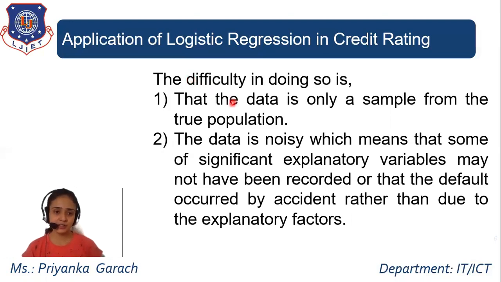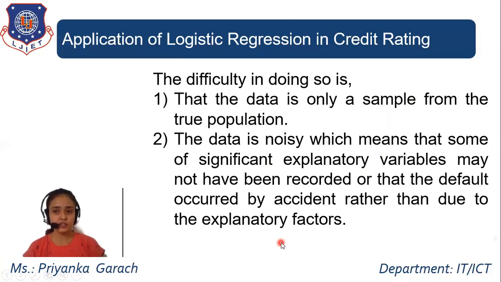So the first difficulty is how to choose the sample, so that the data is a sample from the true population. We have to select a sample in such a way that it contains an equal amount of good and bad applicants. How to visualize that? Because initially we don't know who are the good ones and who are the bad ones. So the selection of the sample is very necessary, which is the first difficulty in doing so.